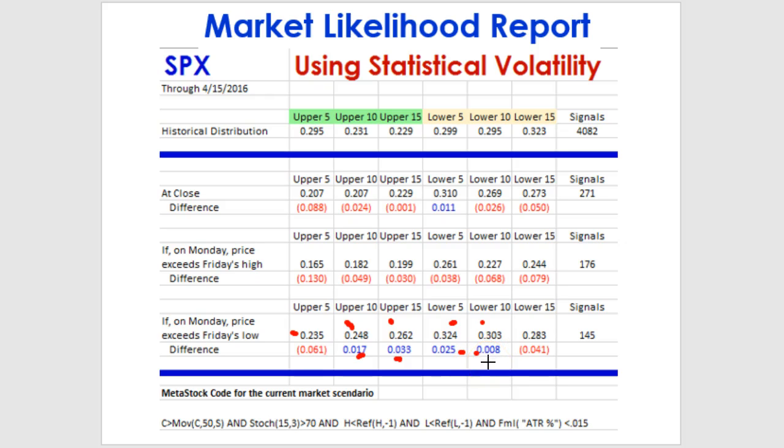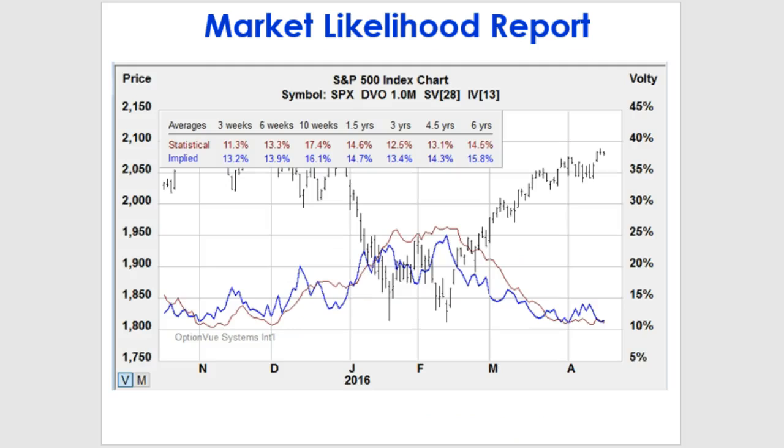So clearly, if it goes above Monday's or Friday's high on Monday, you have a little bit more of a likelihood that volatility will be less going in the future than what it has been historically. So that would lend itself well to options trading from a neutral perspective, selling premium primarily. Now, with that said, let's talk about the option traders.